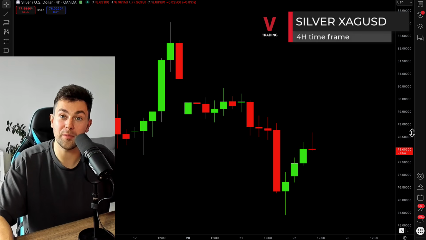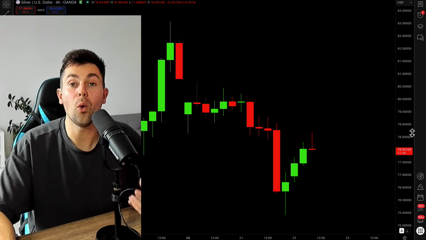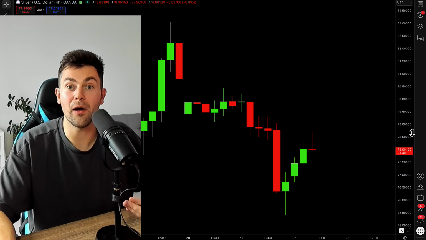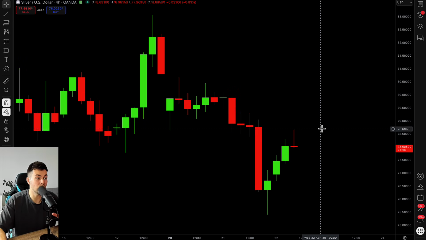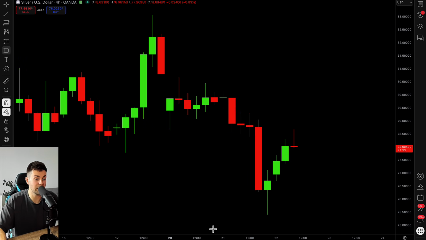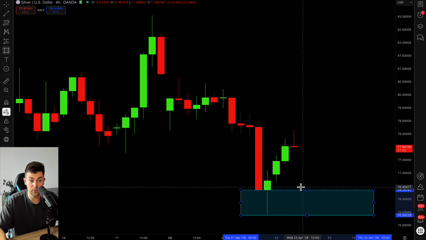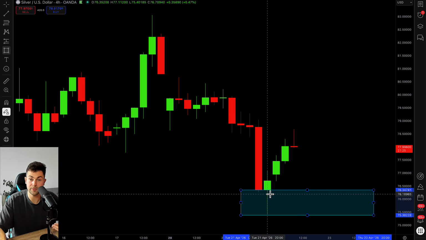The first time frame that you should start your analysis with is a 4-hour time frame. On the 4-hour time frame on silver, you will simply need to identify supports and resistances. As you can see here, we are on a 4-hour time frame, and I will quickly spot significant supports and resistances. Here is the strong support that I see, and just recently we saw a strong bullish movement from that.